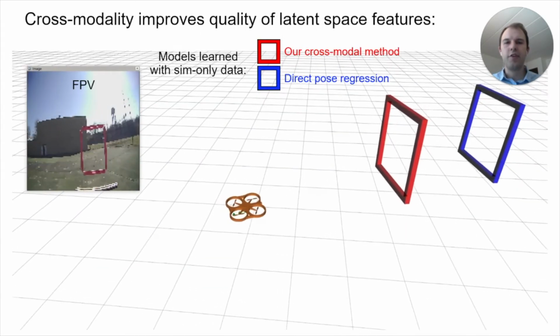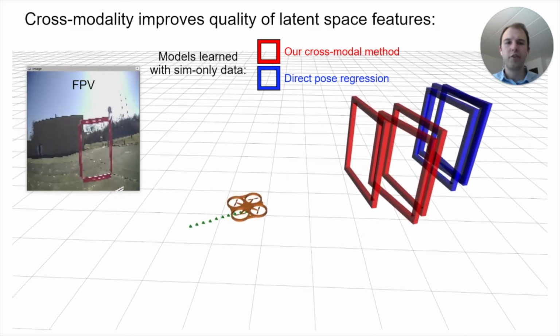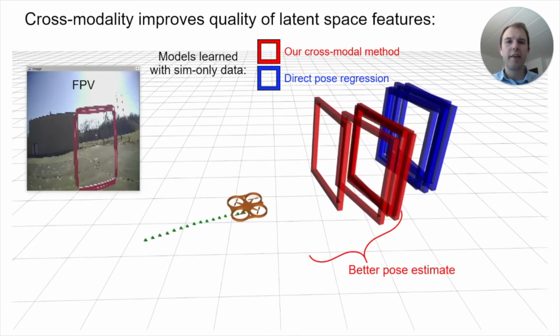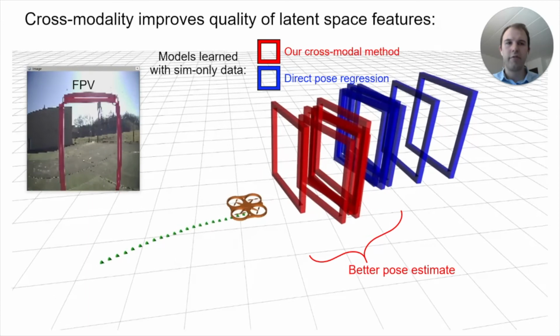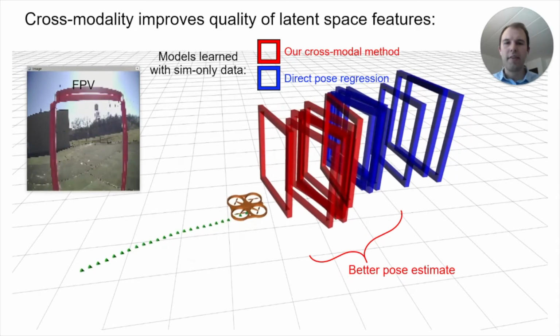Here we provide a visualization comparing our cross-modal method for feature extraction versus directly regressing to the pose of the gate next in front of the drone. And even though both methods were trained only using simulated data, you can see how by employing multiple modalities of data and implicitly regularizing our representation model, we're able to get a much better pose estimate of the gate relative to the drone, where we have less bias and also less variance in comparison to a method that only tries to estimate the pose of the gate using regression.